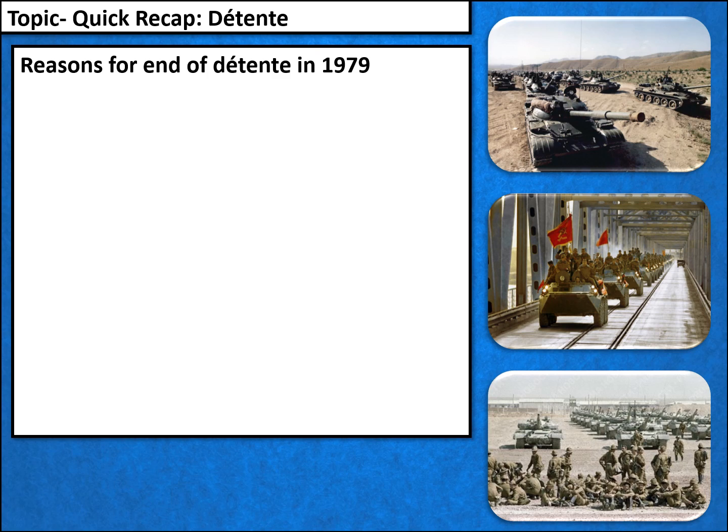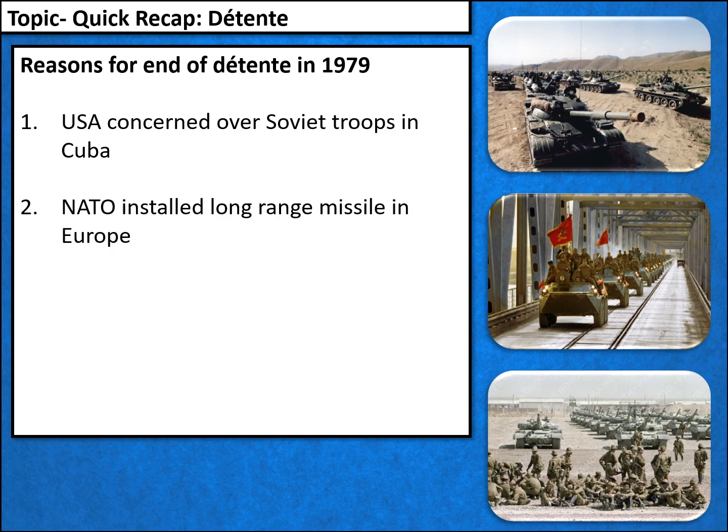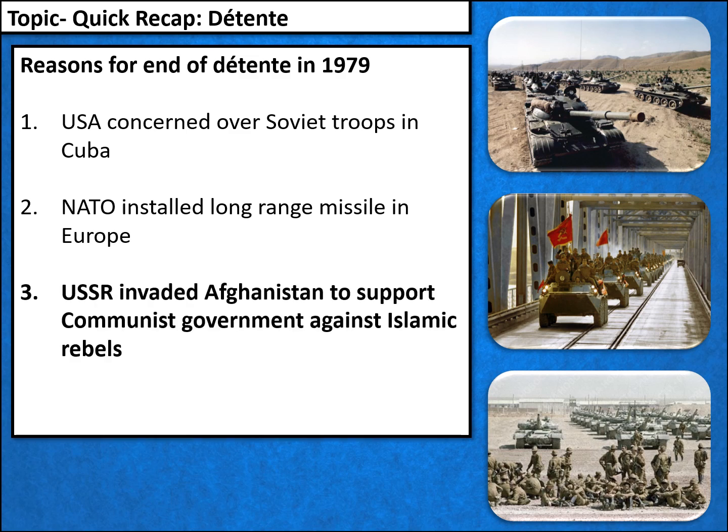Okay, and lastly, let's have a look at the reasons for the end of Detente in 1979. The images down the right hand side will give you an idea. Let's look at two others just quickly first. Firstly, the USA was becoming increasingly concerned again with Cuba. There had been a build-up of Soviet troops in Cuba that the Americans weren't happy with. Secondly, NATO had recently installed long-range missiles in Europe, and the Soviets were unhappy with that.